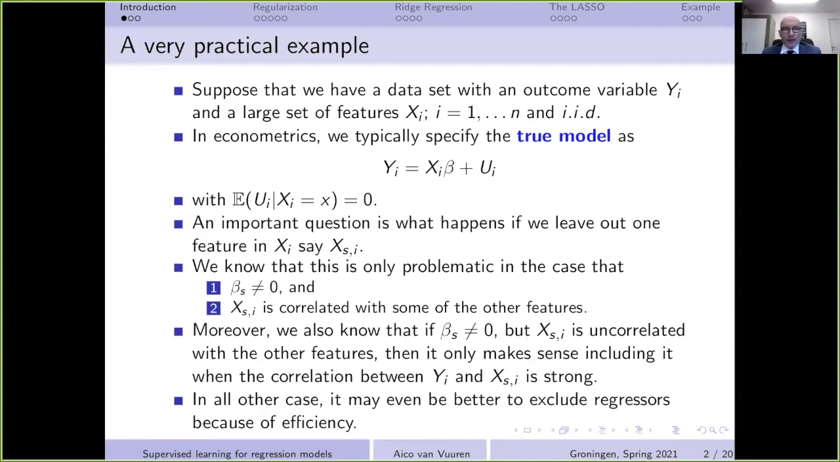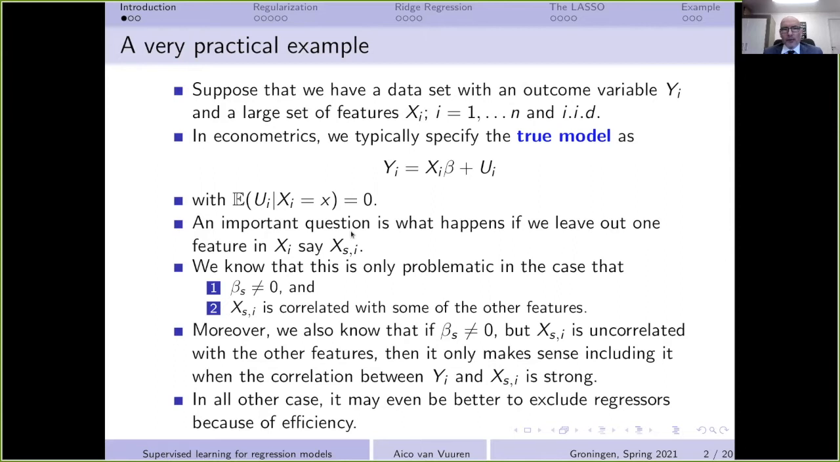So therefore, only if these two restrictions are correct, so beta S should not be equal to 0, and XS should be correlated with some of the features that we have over here, then at that moment in time, we should not take out the XS, because otherwise the beta coefficient is going to become inconsistent. But now a question that arises is, can we also say the other way around? That means that if any of these restrictions is untrue, should we then always take out these XS that we have over here?